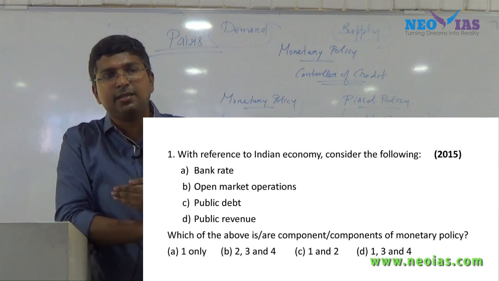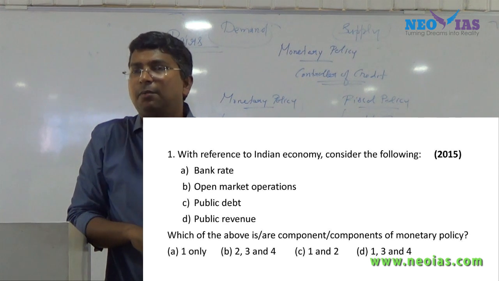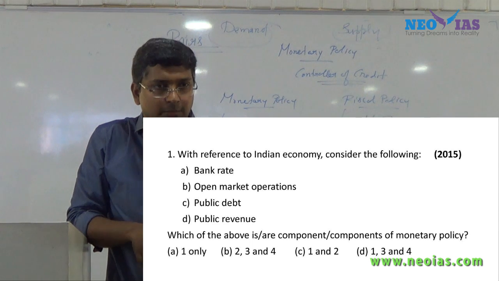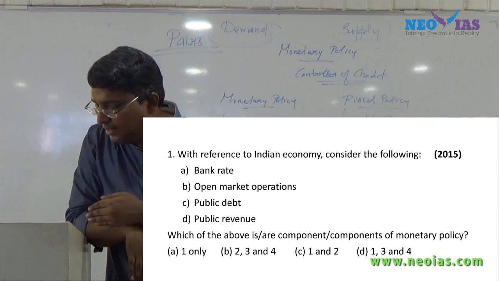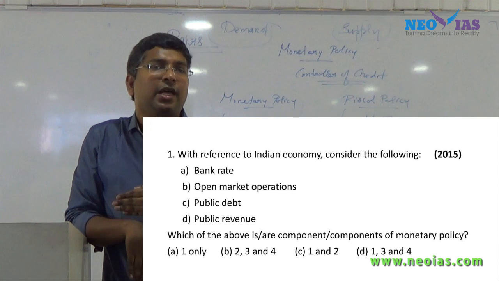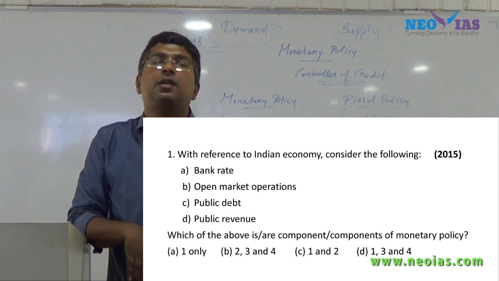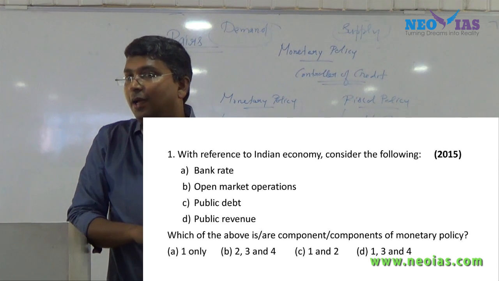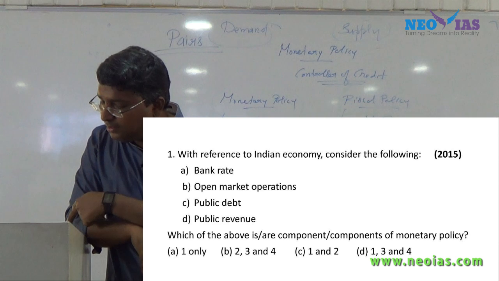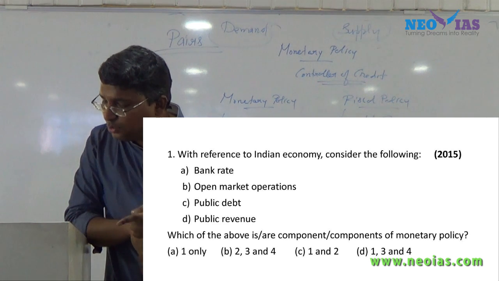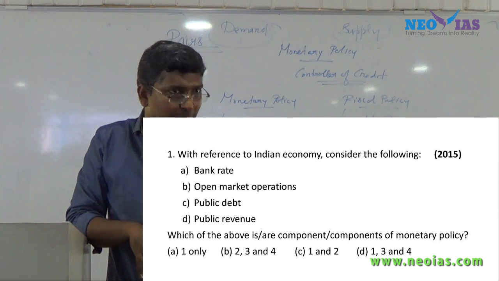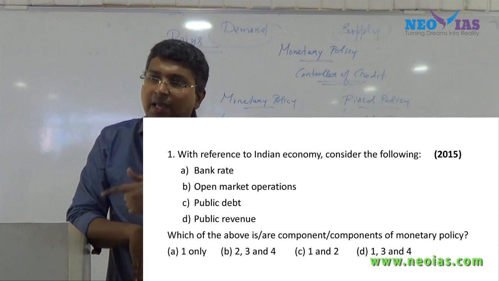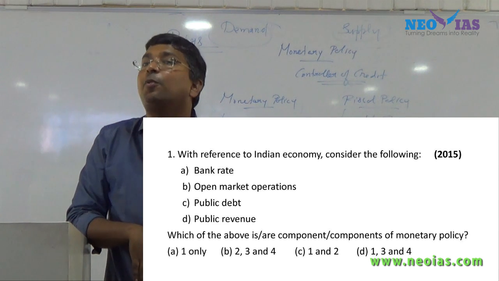Imagine when you are answering this question, you are not aware whether bank rate is monetary policy or not. But when you see the question, by seeing public debt, you know that public debt is not at all a monetary policy, and public revenue is not at all a monetary policy instrument. What will you do? You see the choices, you eliminate. So you eliminate choice B and choice D because you know that public debt or public revenue is a fiscal policy instrument.